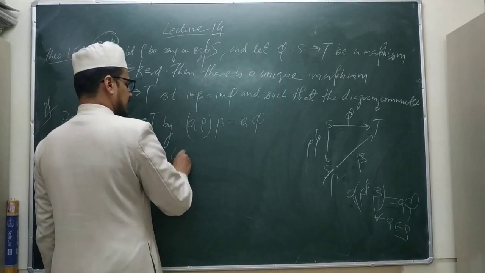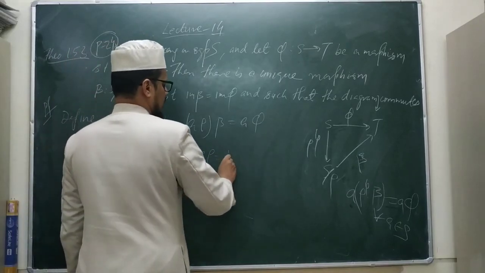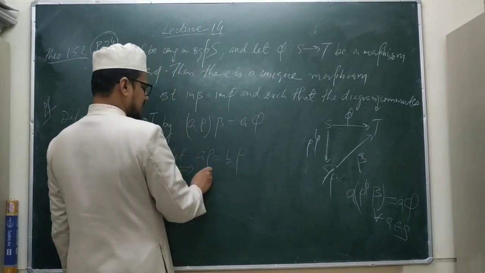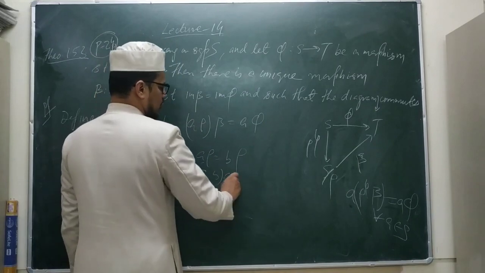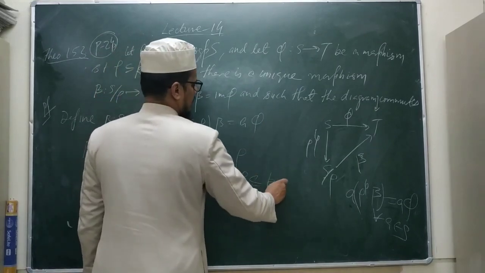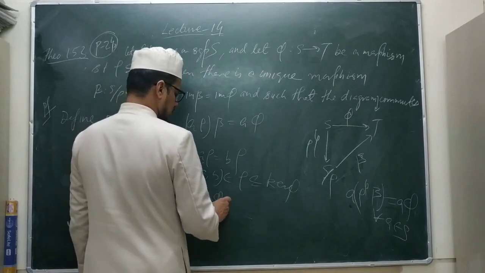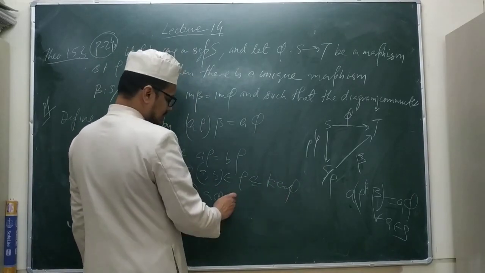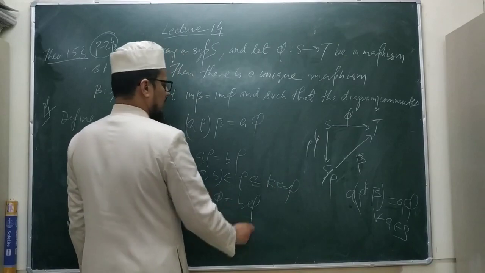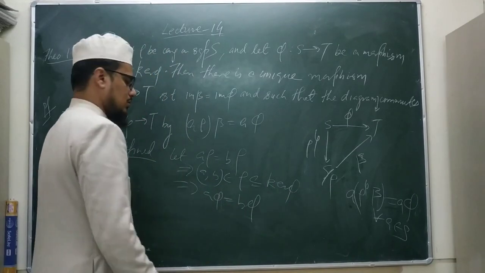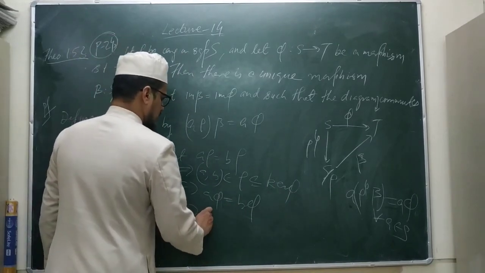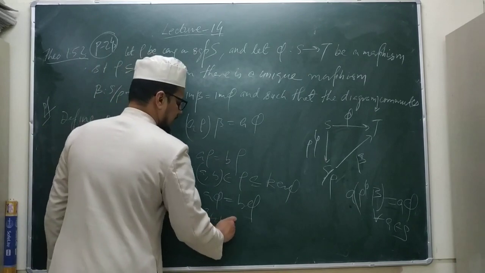Let A rho be equal to B rho. It implies that A comma B belongs to rho, correct? And rho is contained in where? Kernel phi. So it implies that A phi is equal to what? Because A comma B goes in kernel phi, it means that A phi is equal to B phi. It means the map is well defined.